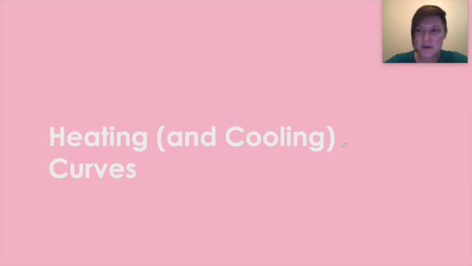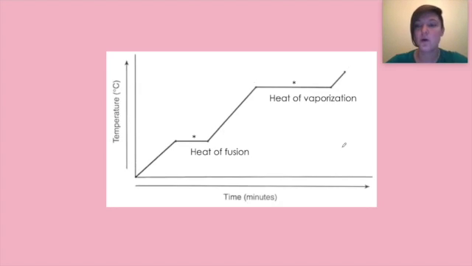Hey y'all, today we're going to be exploring heating and cooling curves and looking at how to read them. So, this is what a heating curve looks like. What a heating curve shows you is the phases of matter that a substance is in as the temperature is increased over time. So, we start at a cooler temperature, which means we actually start at the solid phase.